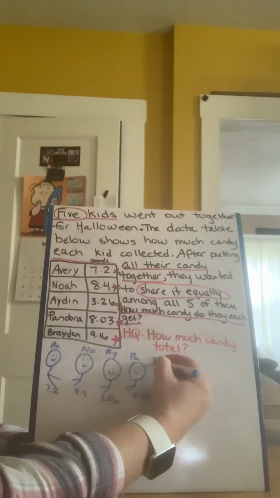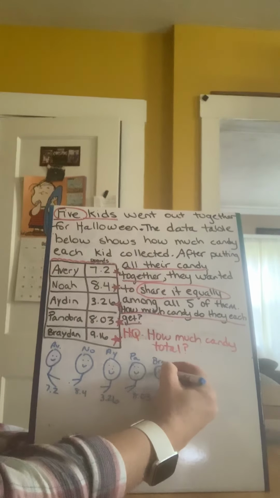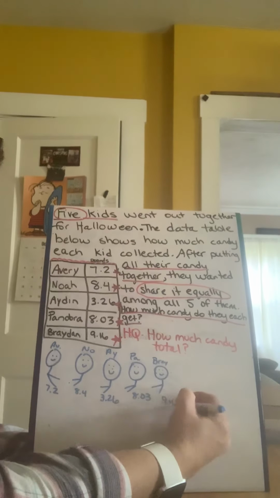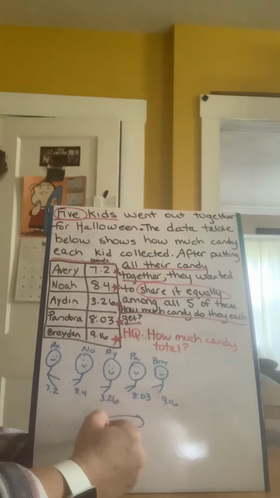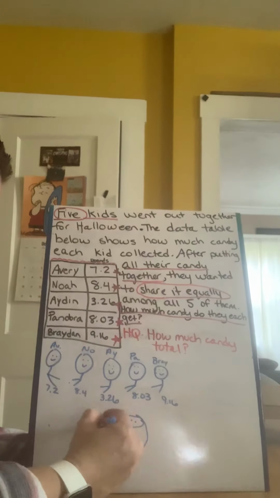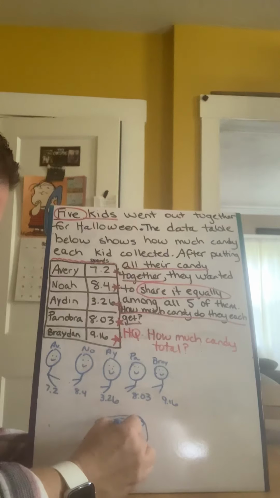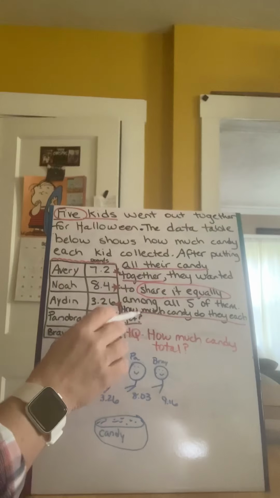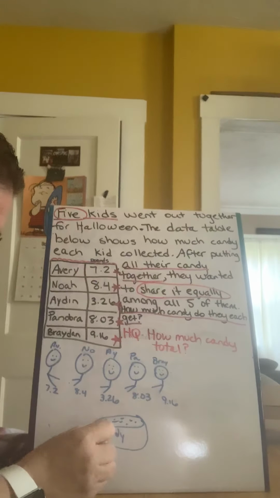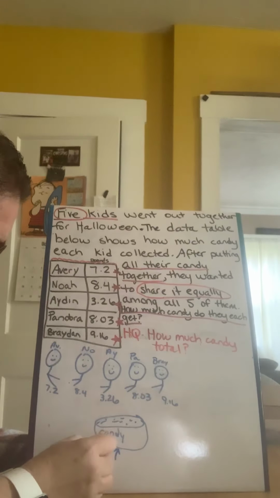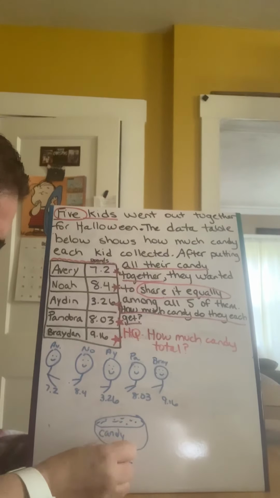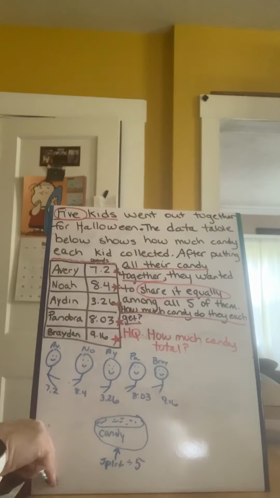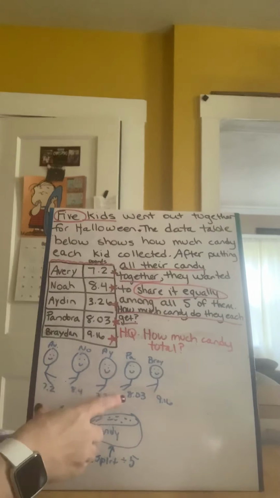And Braden, throwing his in, 9.16 pounds. And they're all throwing it into some big bucket. So we'll make a big bucket down here, little dots for candy. And then that's the candy. And then with this candy, they're going to split it among 5 of them. So I would just do a little arrow, split or divide into the 5 people. So it's a quick little sketch just to give us an idea of what we're doing.